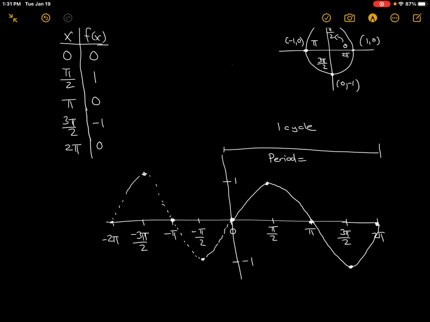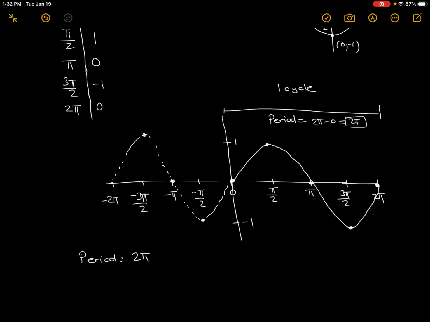Let's just write it out here. The period is 2 pi. That's the horizontal length of a cycle. And again, a cycle is the shortest repeating portion of the graph. The next term that you have is called the amplitude. What is that?